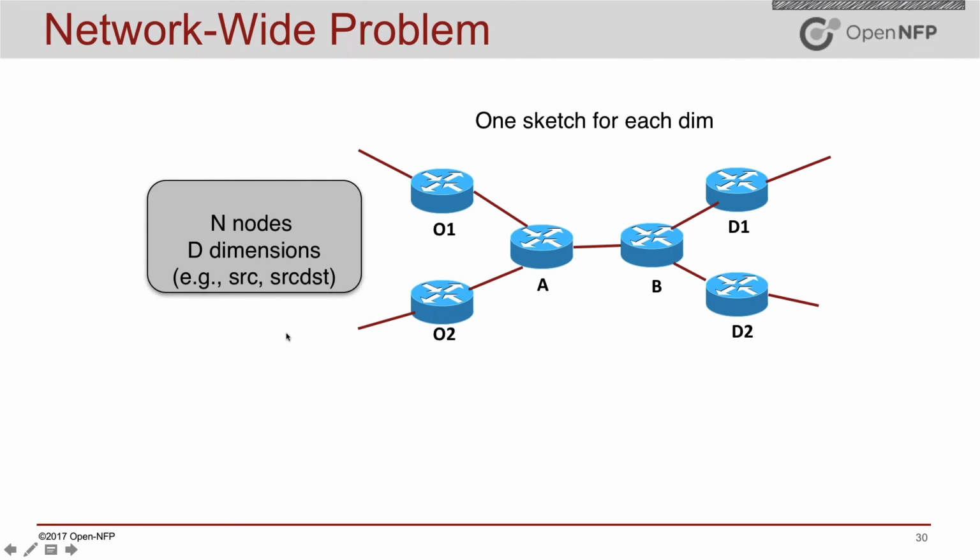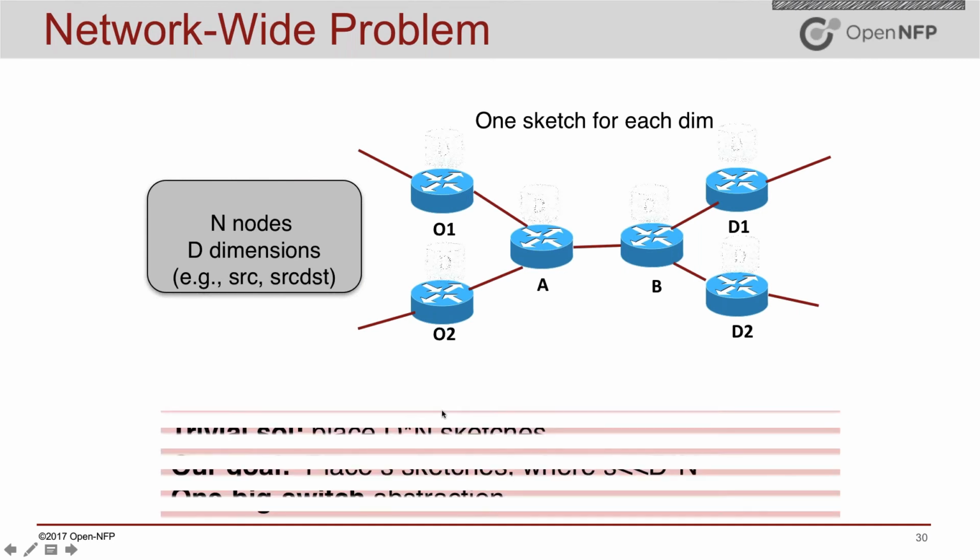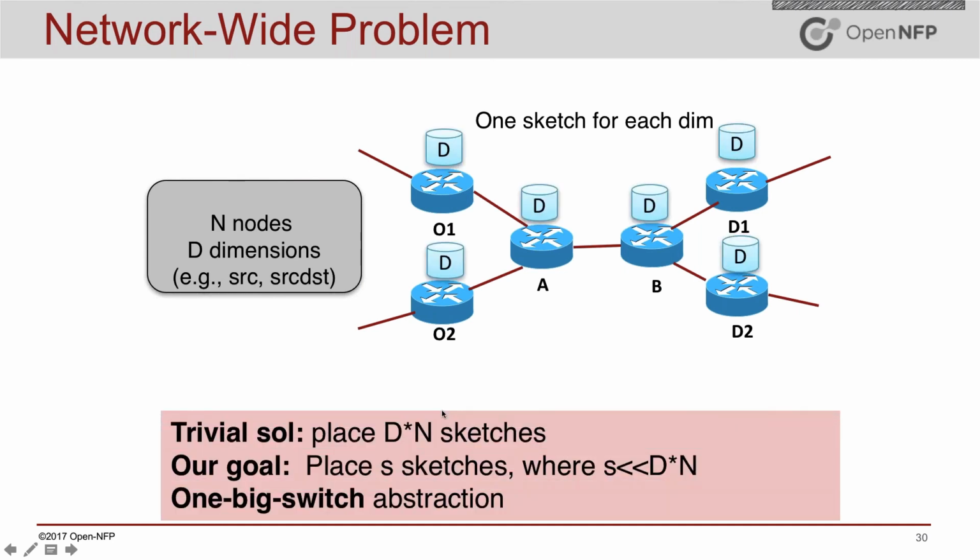So a naive solution is to basically replicate every sketch for every dimension on every node, right? That's the naive solution: to use D cross N switches, sketches, or universal sketches, one for each dimension on every node. Of course, that is a wasteful use of the memory on the data plane because you're replicating a lot of work. So what our goal instead was to say, can we use a far fewer number of sketches?